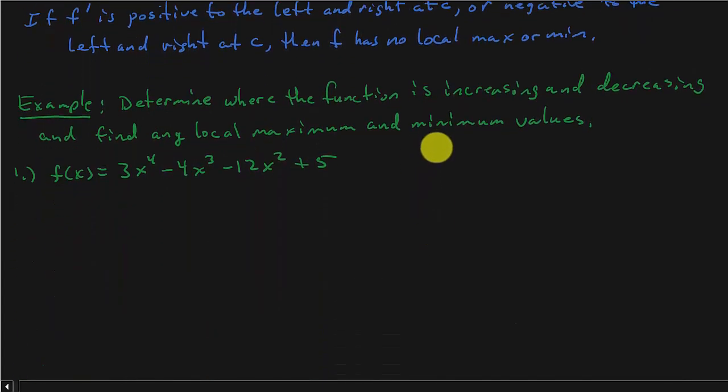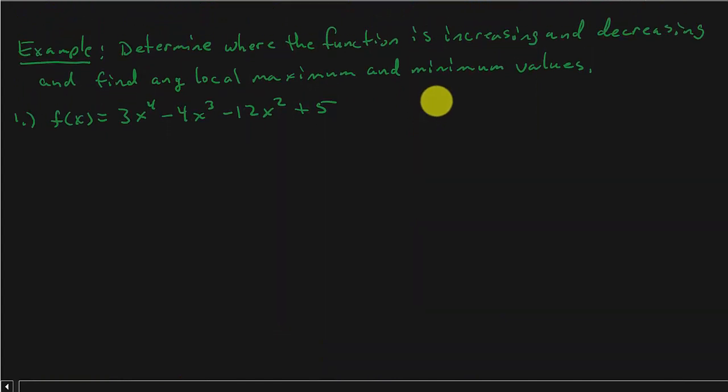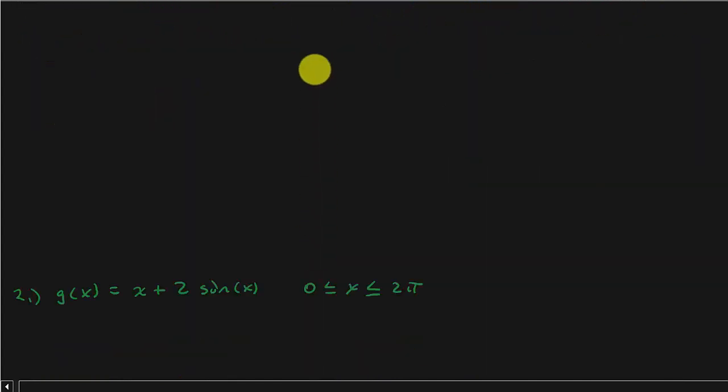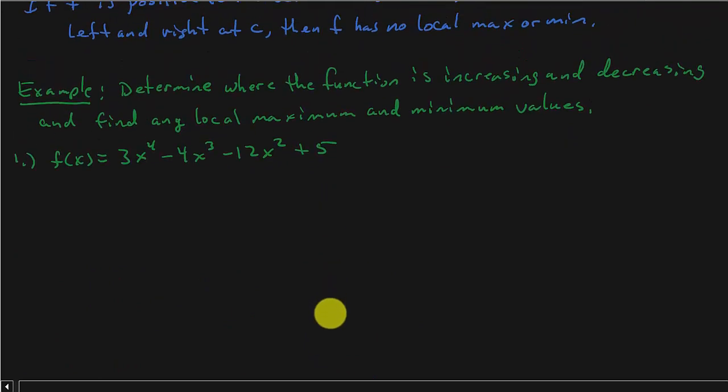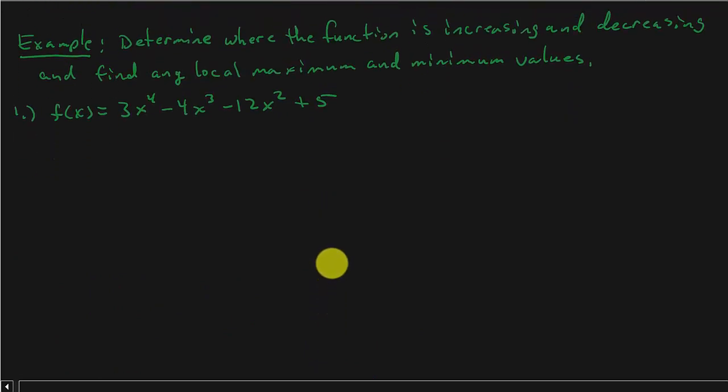All right, so let's look at this. We've got two examples, this one and this one down here. Of course we've got more examples after that, but anyway, this one: determine where the function is increasing and decreasing and find any local maximum and minimum values. Our first function is f of x equals 3x to the fourth minus 4x cubed minus 12x squared plus 5.